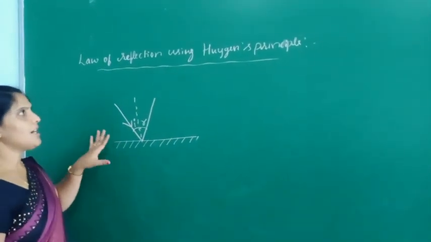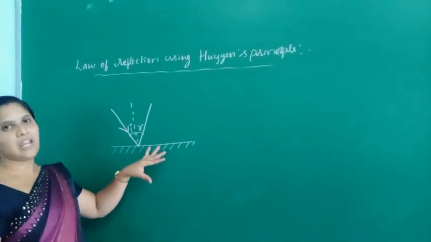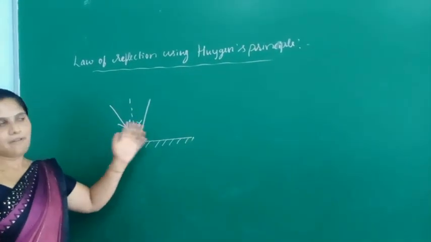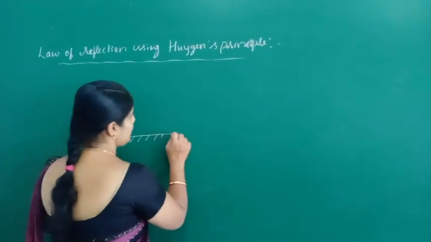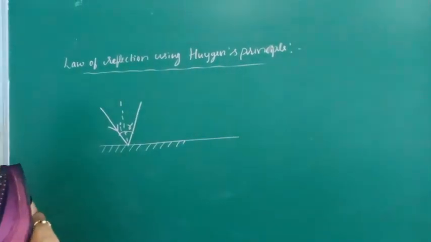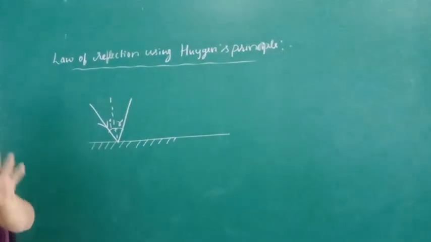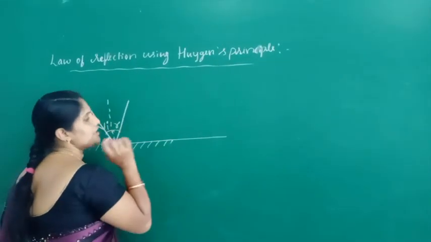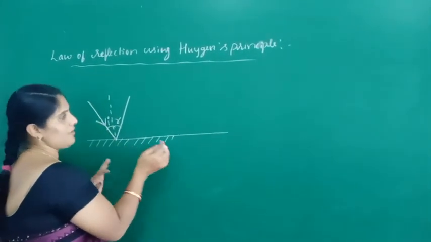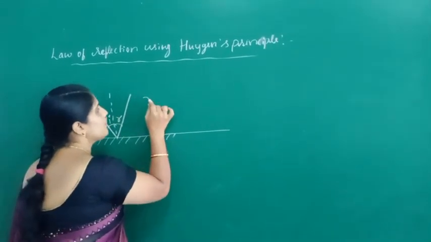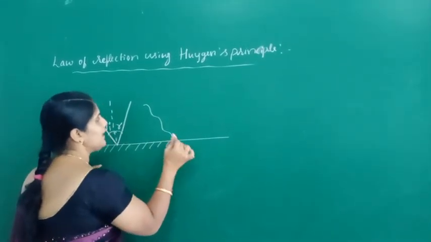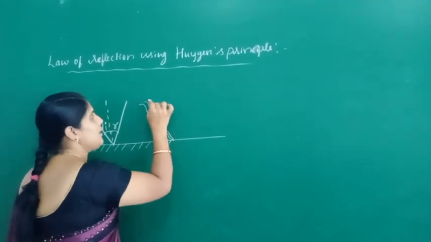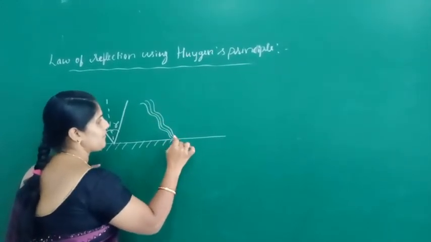But here we consider light as a wave. That means we draw a wavefront instead of rays. A wavefront is nothing but the locus of all the points which oscillate with the same phase. Suppose a wavefront is incident on the interface, meaning a bunch of waves incident like this.